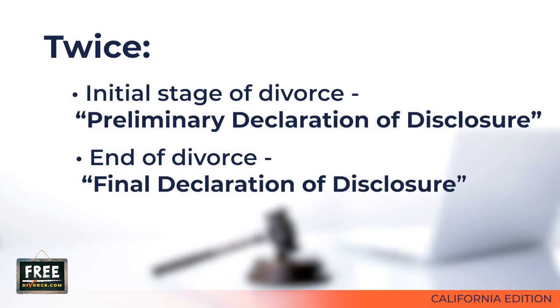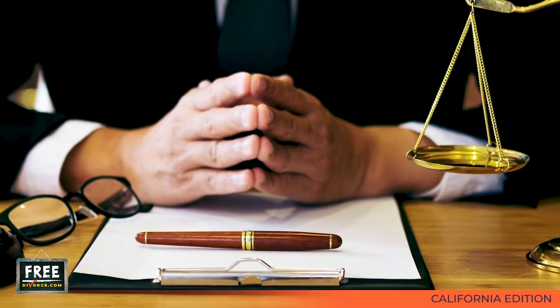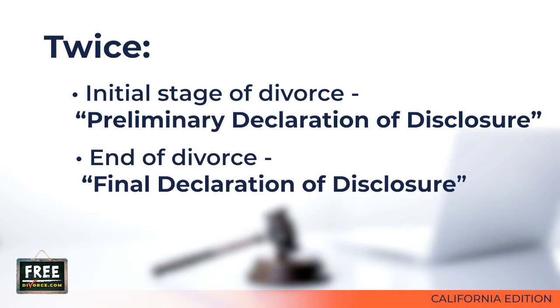Contested divorces can take months and sometimes years to complete, because people go to court and fight with lawyers, etc. So during that time, the value of the assets you've listed, the amount of your income, all of those things can change. That is why the court wants the parties to fill out the preliminary declaration of disclosure at the beginning and the final declaration of disclosure at the end, so everybody has current information.